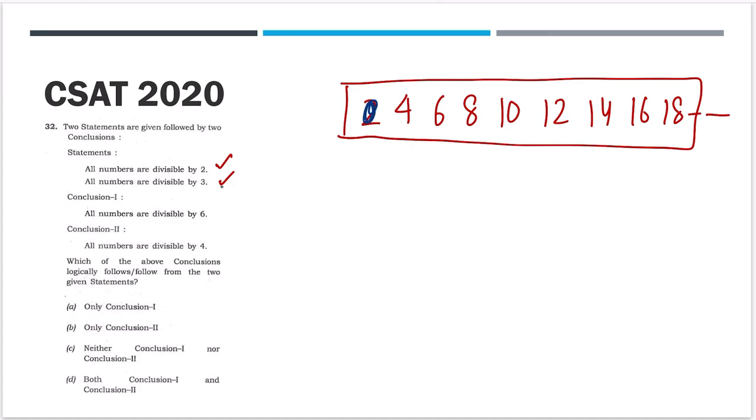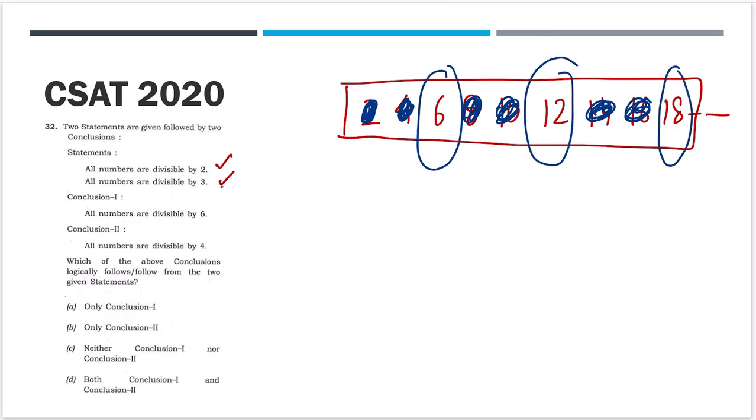So I have to remove some numbers, and only these numbers will remain: 6, 12, 18, 24. These are the numbers which will be left with me. Also, in the coming class we are going to do LCM and HCF, which is the concept being used in this question. So from the statements we know the series looks like 6, 12, 18, 24, 30 and so on.